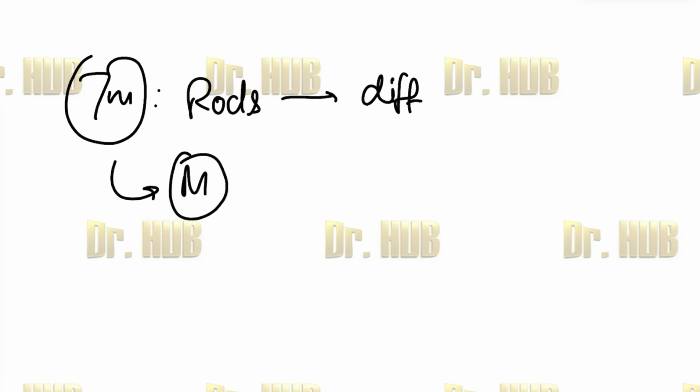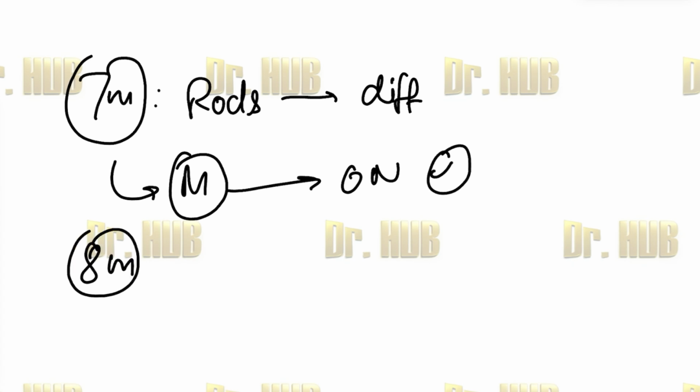So what is happening in the 7th month? Here in the 7th month, the rods differentiate. In the 6th month it is the cones which differentiate; in the 7th month it is the rods which differentiate. And myelination of the optic nerve begins. Next, looking at the 8th and the 9th month.